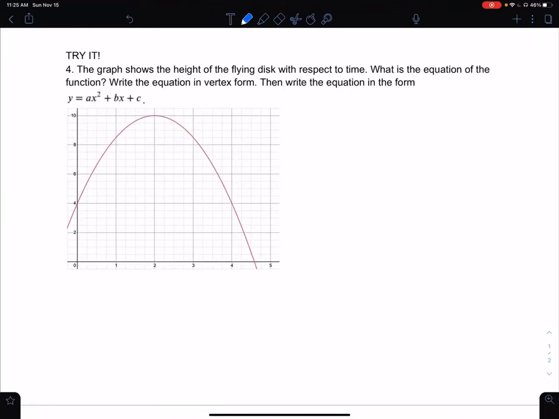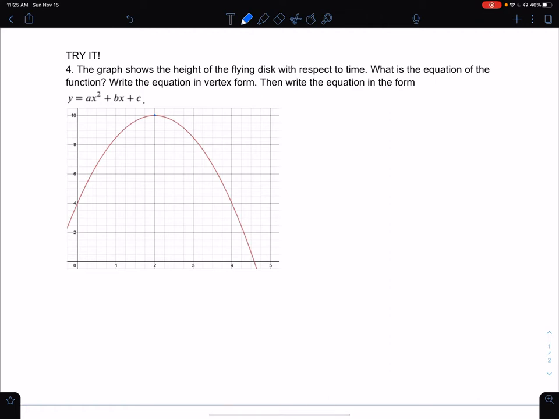So this is triad number 4. The graph shows the height of the flying disk with respect to time. What is the equation of the function? Write the equation in vertex form, then write the equation in the form y equals ax squared plus bx plus c. So the first thing I need here is I need some points.